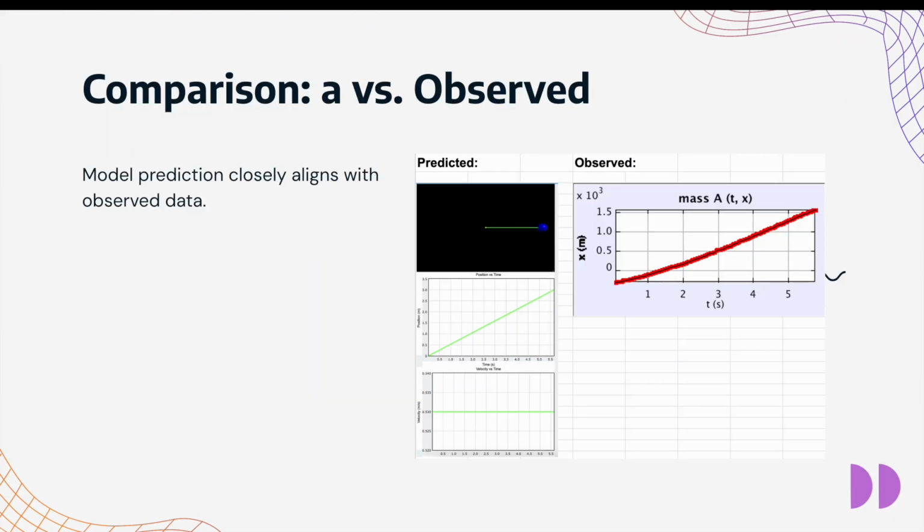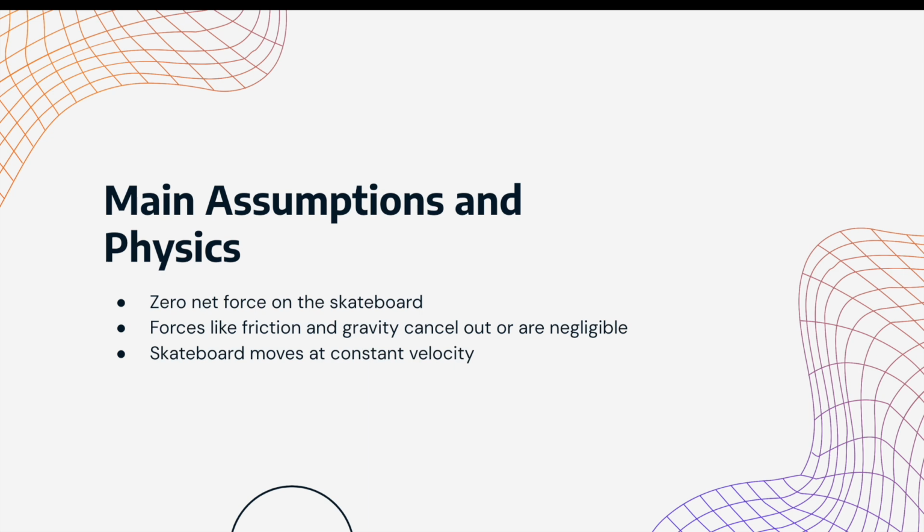And then we were to compare the predicted and observed data. When you compare them, you can see that both the predicted and observed graphs show a linear relationship, indicating the model accurately predicts the skateboard's motion. The model's prediction and the observed data closely align, verifying the accuracy of our model. The main assumption in this model is that the net force on the skateboard is 0. This assumption holds because in reality, any forces acting on the skateboard, such as friction and gravity, basically cancel each other out, resulting in no net acceleration. Therefore, the skateboard moves at a constant velocity, which is consistent with the observed data.